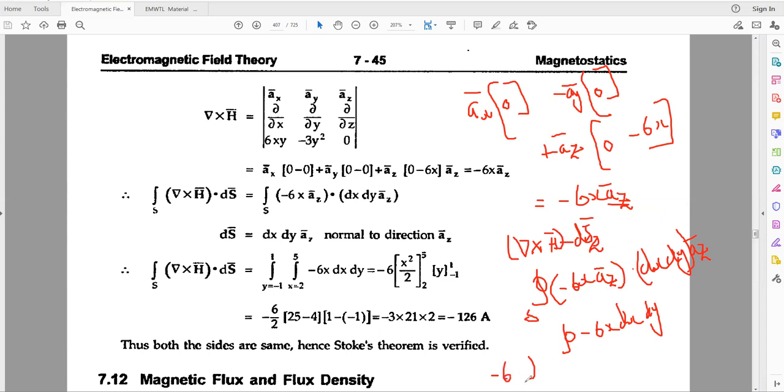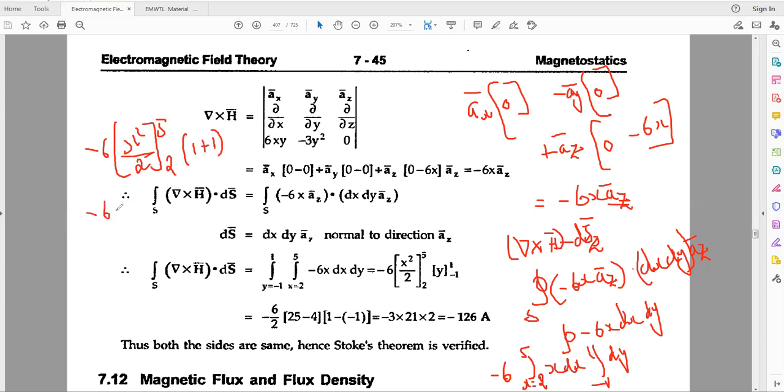Minus 6 is taken common. The x value varies from 2, which is the lower limit, to 5, and x dx; and the y integral goes from minus 1 to 1. So minus 6 into x²/2 with upper limit 5 and lower limit 2, and then the y integral from minus 1 to 1, minus of minus becomes a plus 2.